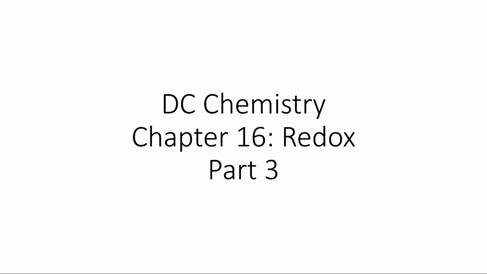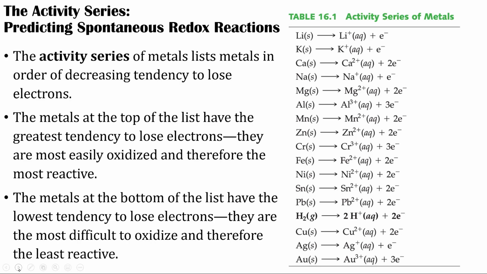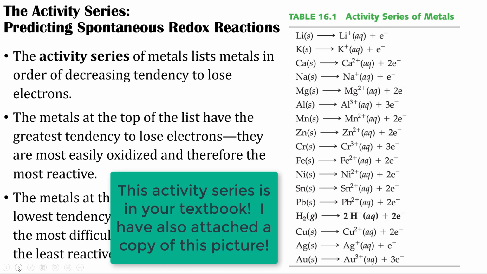Hey guys, this is part 3 of Redox Reactions, chapter 16, and we're going to talk about electrochemical cells. Before we get to the actual cells, we need to be able to predict whether it's going to be a galvanic cell or an electrolytic cell. And part of that has to do with spontaneity, whether or not something is a spontaneous reaction.